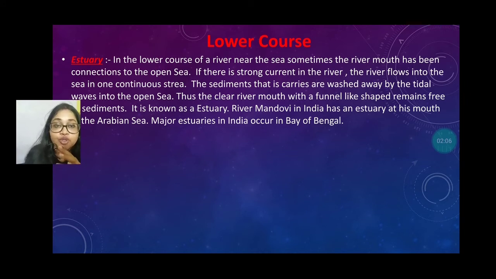What I told you here you have to remember: due to the strong current all the sediments are washed away into the open sea. At that time they make a funnel-shaped, sediment-free mouth of the river, that is known as an estuary. One example you have to remember, river Mandavi in India has an estuary in its mouth in the Arabian Sea. Major estuaries in India occur in the Bay of Bengal.